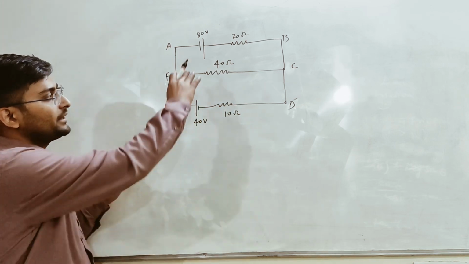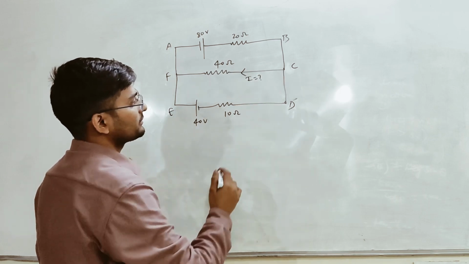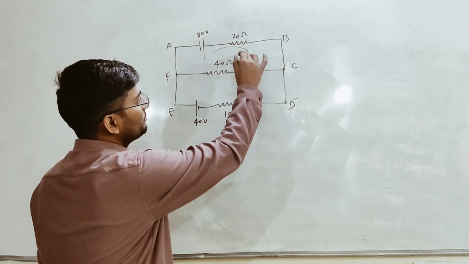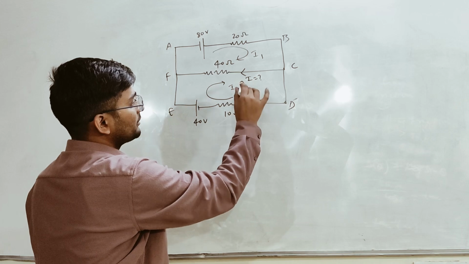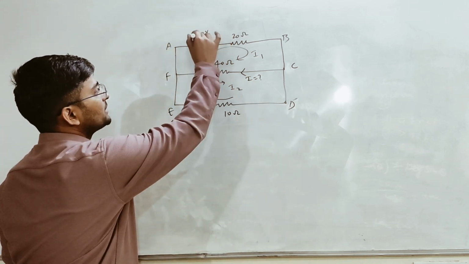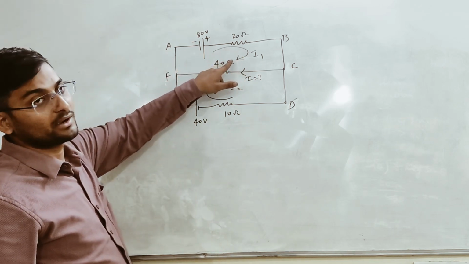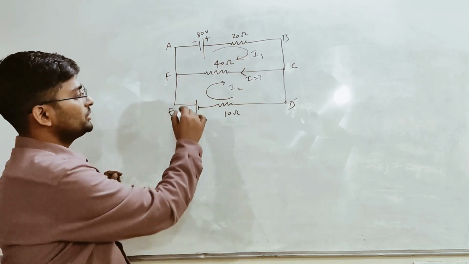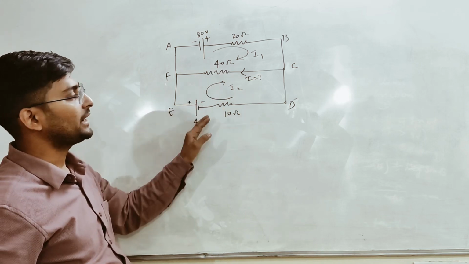Now, what do we find here? What is the value of current in this path? We consider this is one loop, with the I1 current, and this is the second loop, with the I2 current. Why do we consider I1 and I2? Because the terminal of the battery is in this direction. According to the terminal of the battery, we consider the current I1 flowing in the circuit A, B, E, and F, and according to the direction of this battery, we consider the current I2 flowing through this battery.